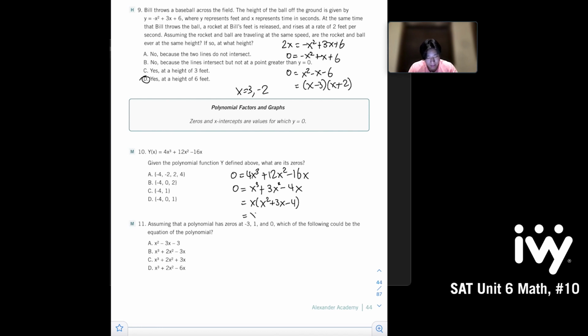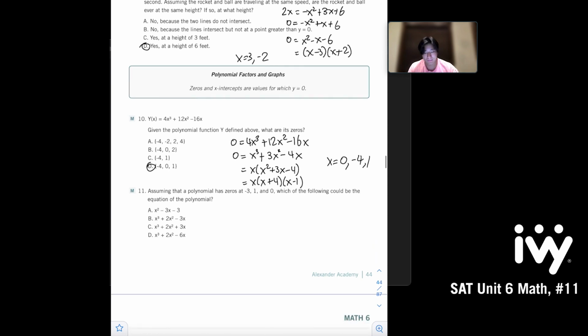And then factoring the inside, we get x plus 4 times x minus 1. This way we know our values for x are going to be 0, -4, and 1. 0, -4, and 1 gives us answer choice D.